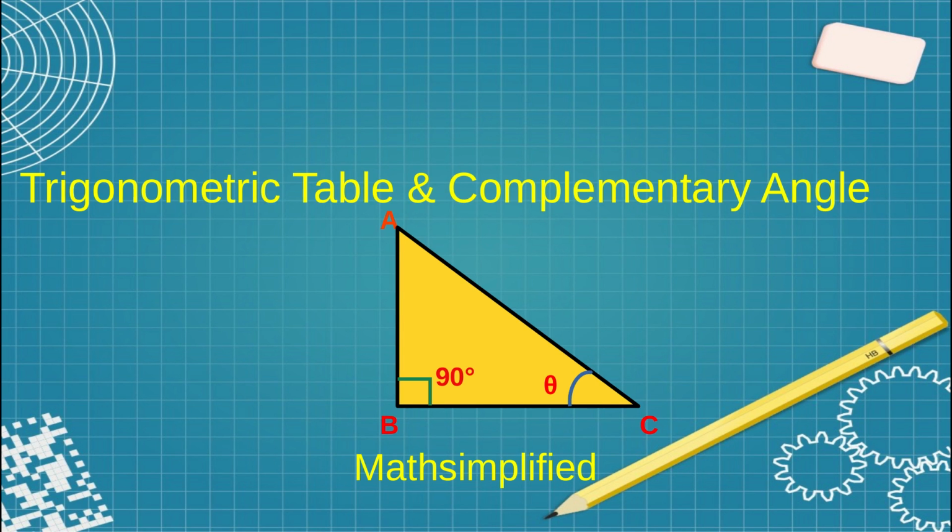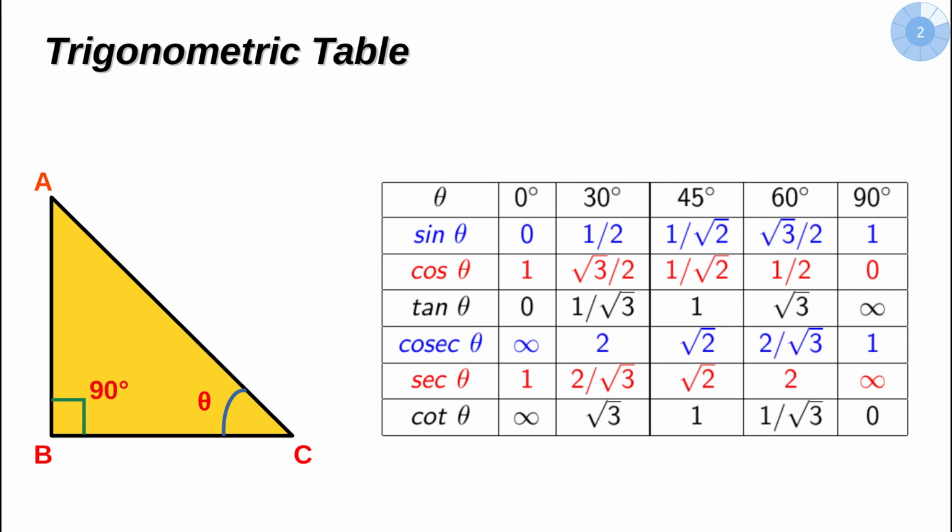Today I'll discuss the trigonometric table and complementary angle. Now let's discuss. You have to just remember the values of 5 angles only, which are 0 degree, 30 degree, 45 degree, 60 degree and 90 degree. Now this table looks very complicated, but it's very easy to remember.